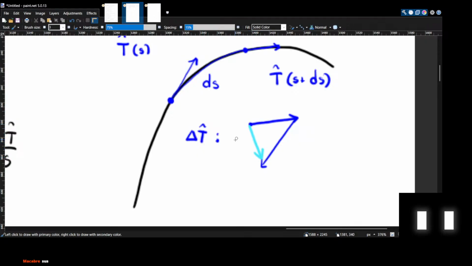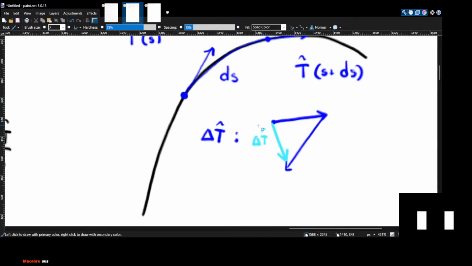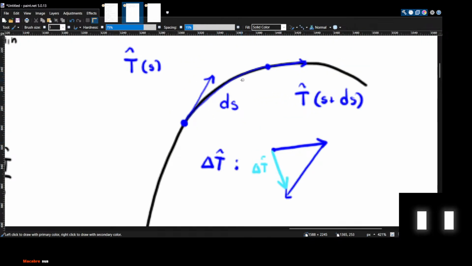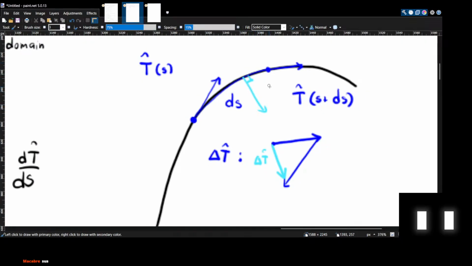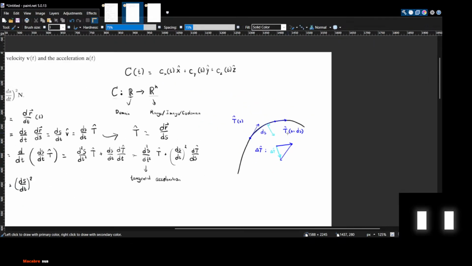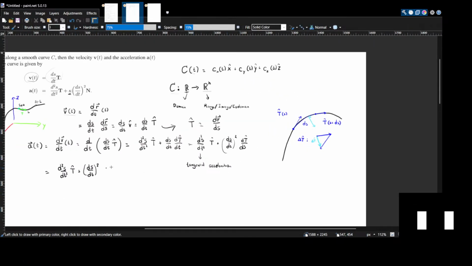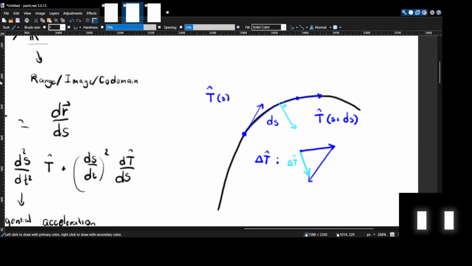So this is going to be the new delta t vector. This one just happens to be the normal vector, the vector that's normal to the curve. It's perpendicular to the curve. As ds here gets smaller, it gets closer to being normal at a certain point. So that's what we need to find.